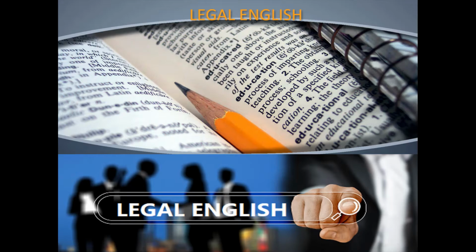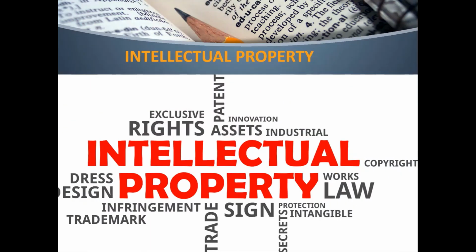Now, let's go to our industrial property or intellectual property. In broad terms, it protects inventions and includes patents to protect inventions and industrial designs. In addition, it covers trademarks, service marks, layout designs of integrated circuits, commercial names and designations, as well as geographical indications and protection against unfair competition.